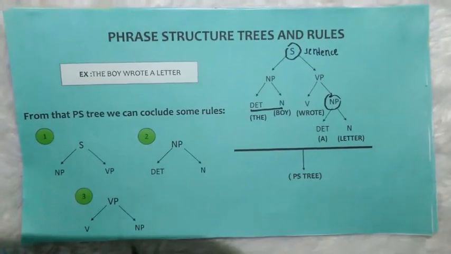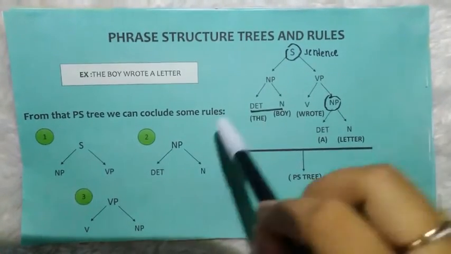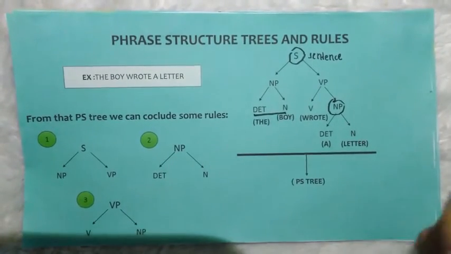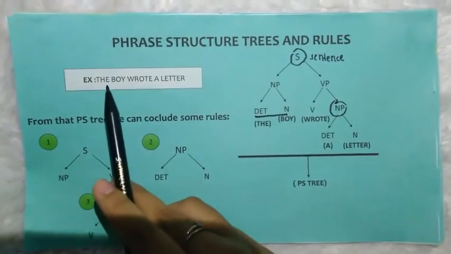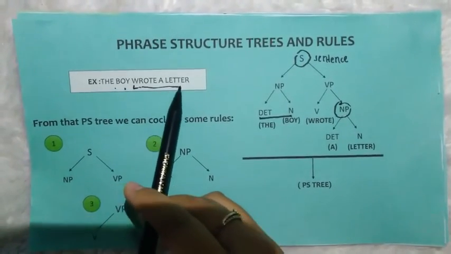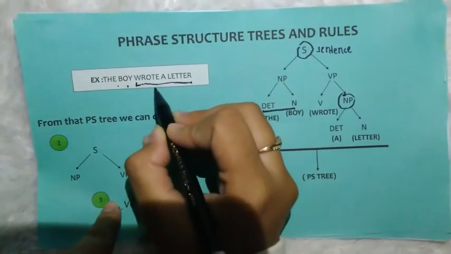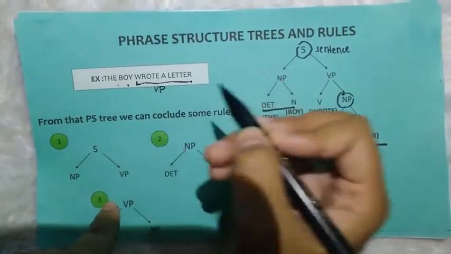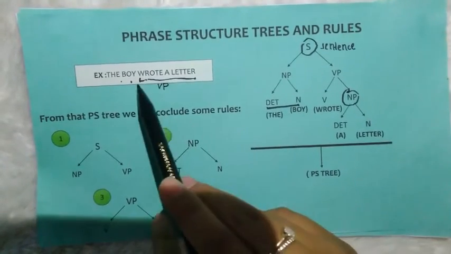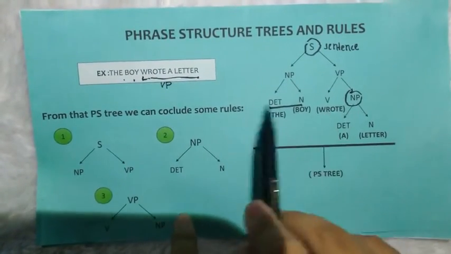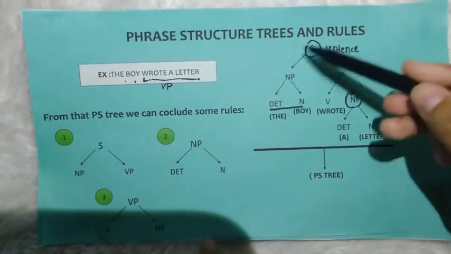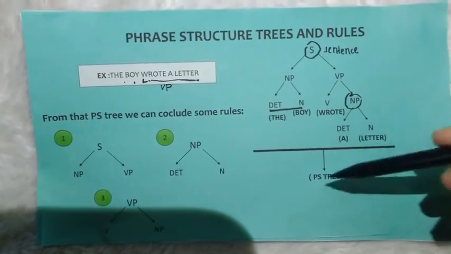So we're gonna transfer this sentence: The boy wrote a letter. So the noun phrase in here is "the" as a determiner and "boy" as a noun, and "wrote a letter" in here is the verb phrase. So it's verb with a noun phrase. "Wrote" in here is a verb, and the noun phrase is determiner with a noun, so it's "a letter." So here is what a phrase structure tree is.